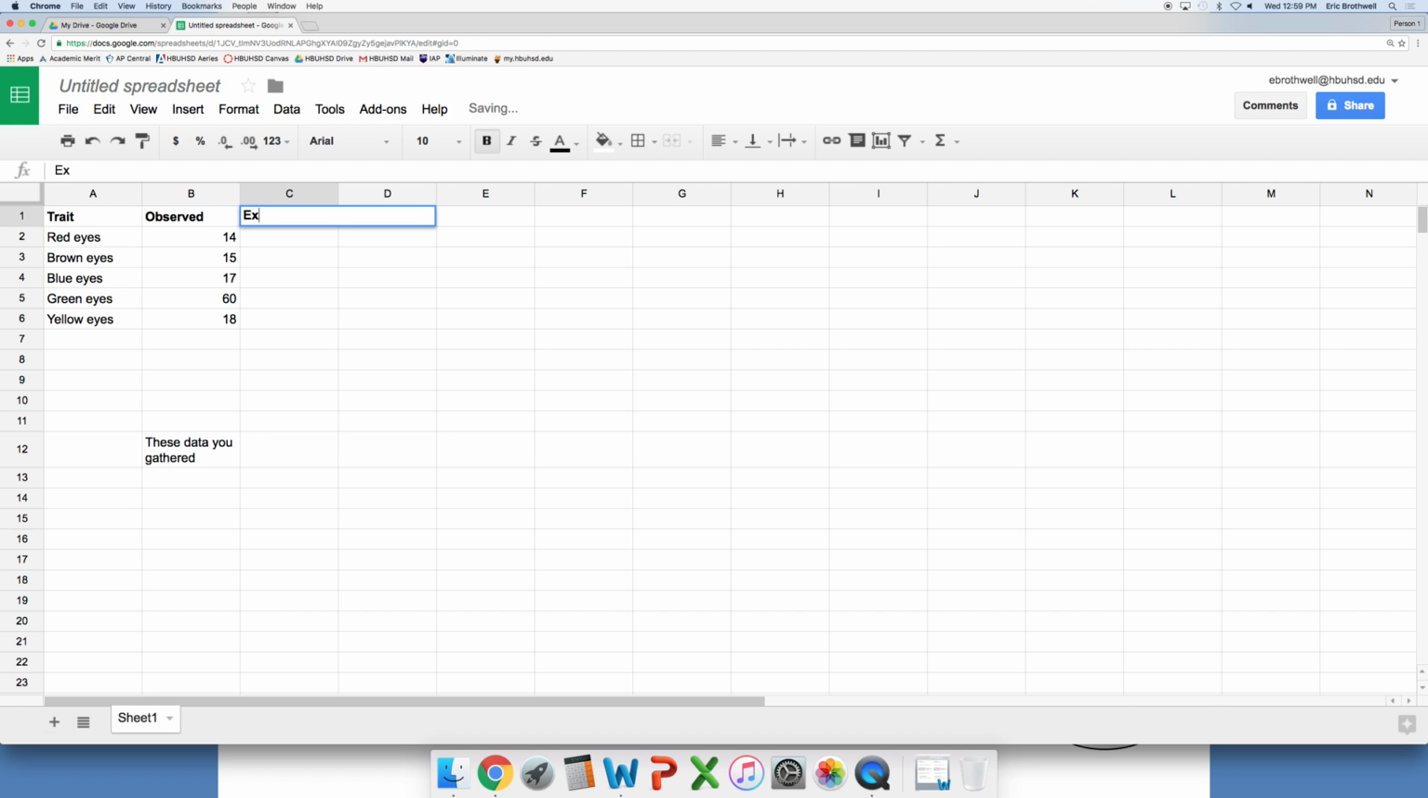The next column is what I expected to see. So I expected, actually, so there's five, so I expected 20% of each. So I really expected each of these to be 20%. The catch is, I counted 14, but I expected 20% to be red eyes, so I can't use this as is. The expected is a percentage that math says should be. So this isn't reality. This is what everything says the answer should be.